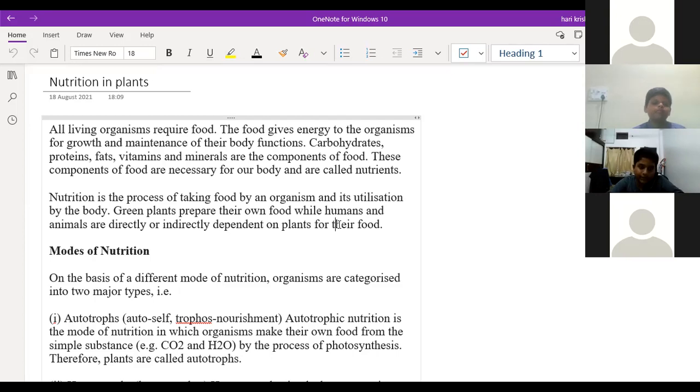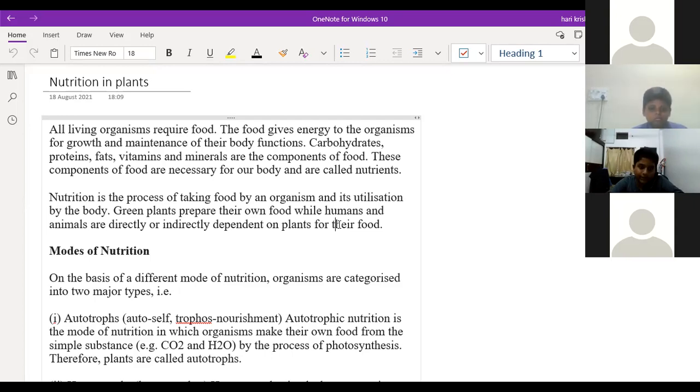Generally, animals cannot prepare food on their own, right? Except green algae. Green algae is the only one which will prepare food on its own. The remaining will not prepare food on their own. So directly or indirectly we are depending upon plants for the source of food.